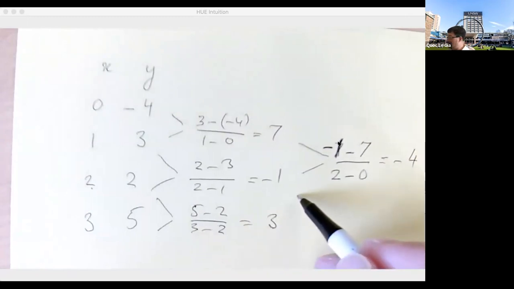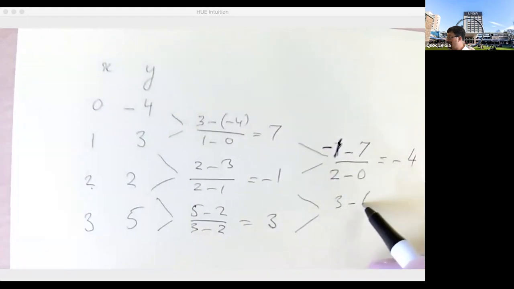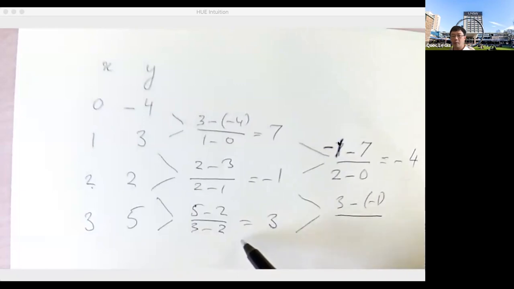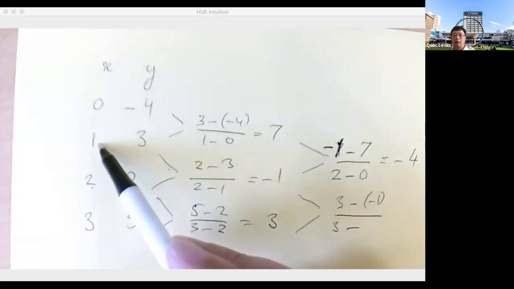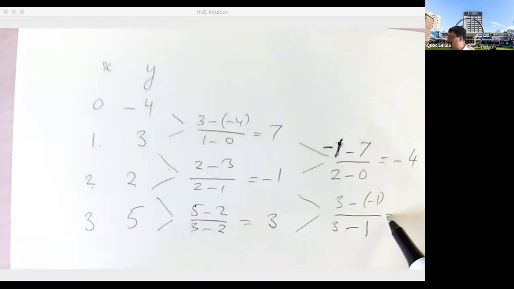Okay, and similarly here you have 3 minus 1 over, so here you have to go down to 3, yeah. And then here you have to go up here to 1. Okay, so then you got 4 over 2, just 2. Yeah. And now for the last one.